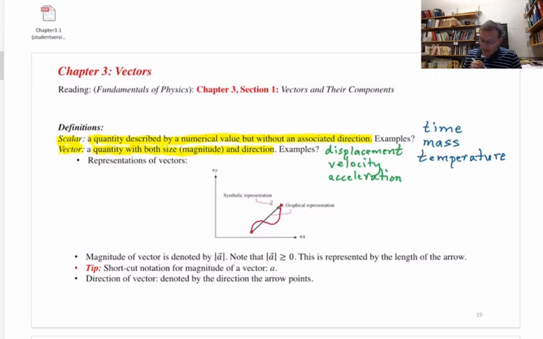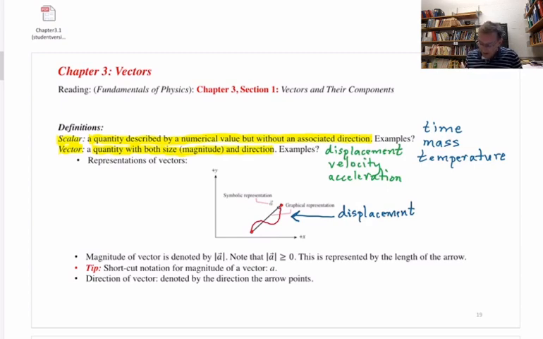I have drawn an arrow there. And that arrow represents a vector quantity. To be specific, in this case, that arrow represents the displacement of our particle from the initial point to the final point. So a graphical representation of a vector is an arrow, which seems pretty natural if you're going to talk about things that have direction associated with them. Because arrows point.